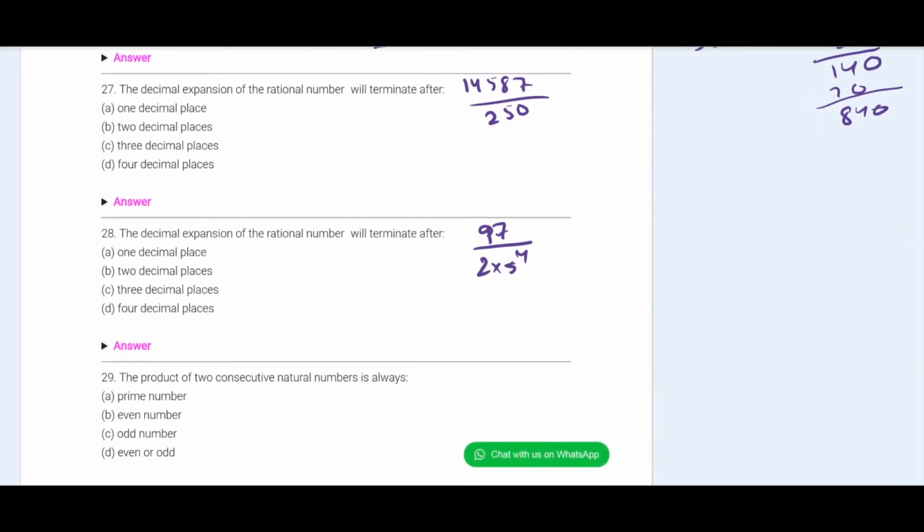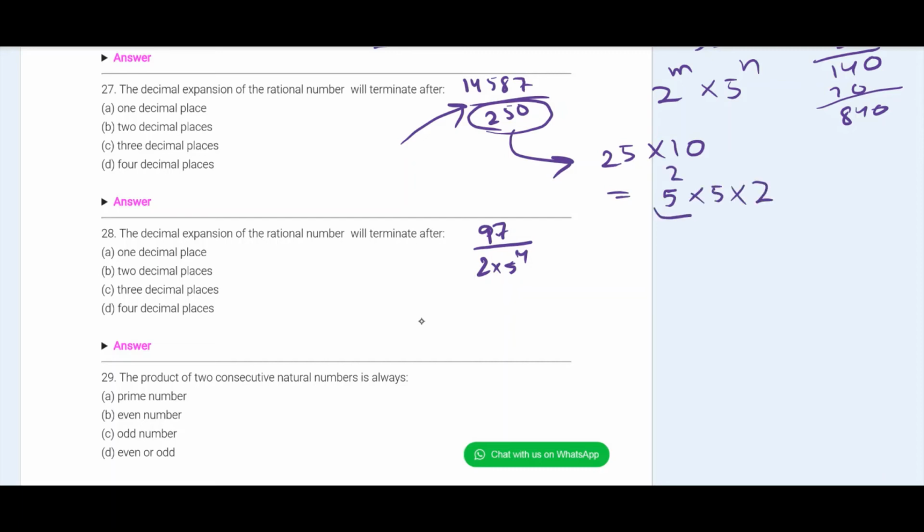Next question is 27. The decimal expansion of the rational number will terminate after. So this is a fraction, given fraction. This will terminate after 1 decimal place, 2, 3 or 4 decimal places. Write the denominator as 25 into 10. So I'm trying to write this in the form of 2 power m into 5 power n, which is 5 square into 5 into 2. Applying the law of exponents, a power m into a power n, it is 5 cube into 2 power 1. The given decimal will be terminating after the highest of these two numbers, so after 3 decimal places.